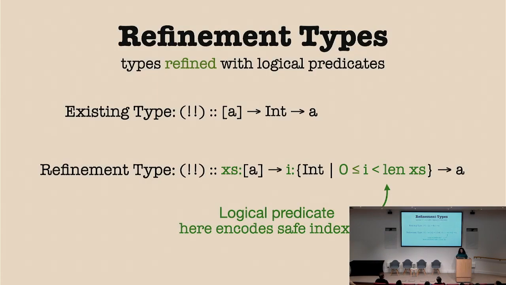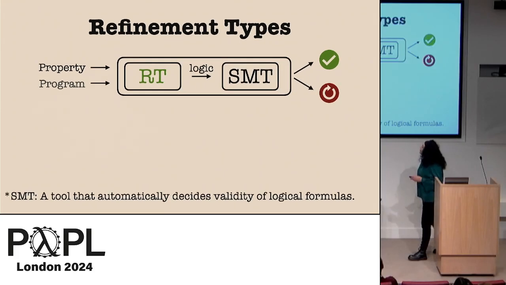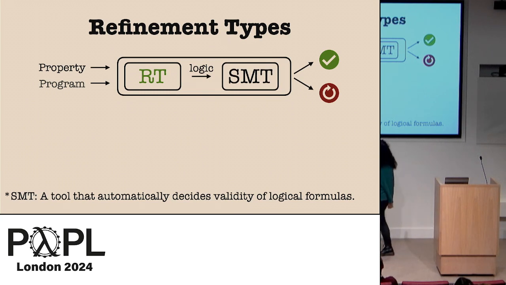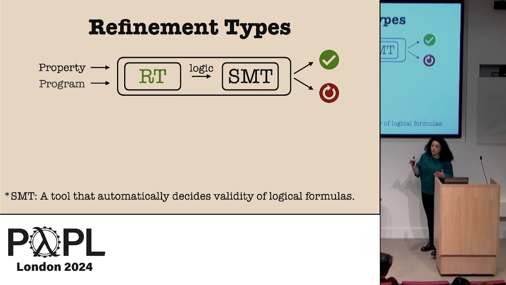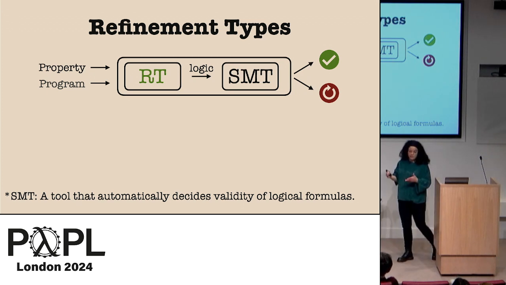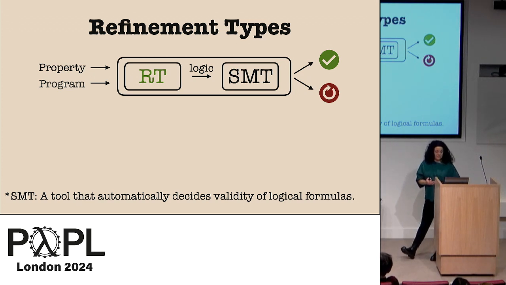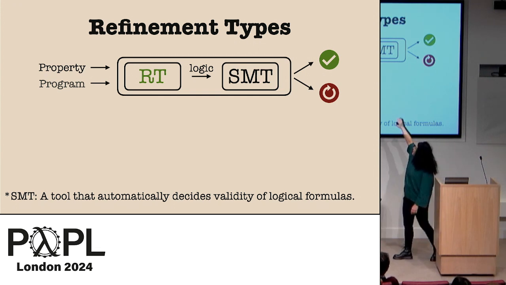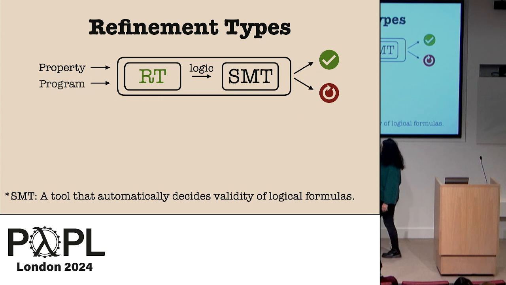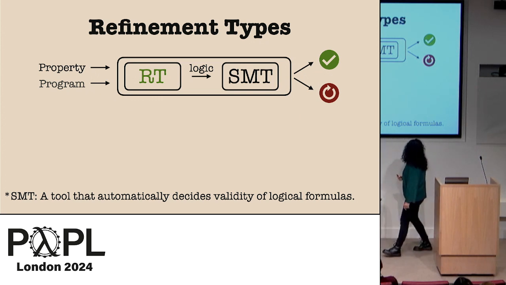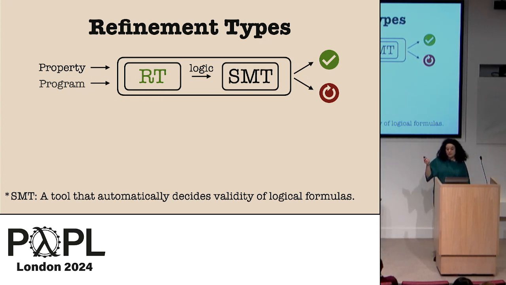Cool. Okay, we saw that, and this is more or less how a refinement type checker works. It takes as input a program and some properties, and refinement type checking is a tool that generates logical formulas from the program and the properties. It sends the logical formula to an SMT solver, a tool that automatically decides validity of logical formulas, and it returns true if it can prove that the program satisfies the properties.